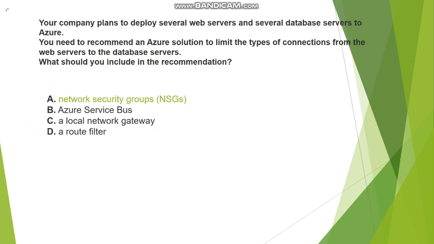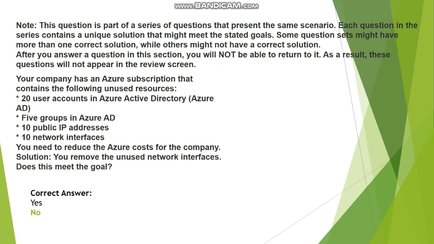Your company plans to deploy several web servers and several database servers to Azure. You need to recommend an Azure solution to limit the type of connection from the web servers to the database servers. What should you include in the recommendation? Network security group.